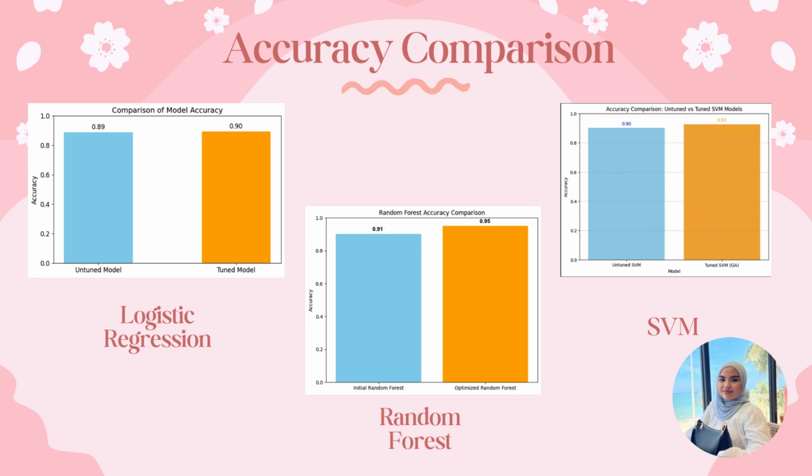So as for the accuracy comparison, out of these three, the biggest jump from before we used the hyperparameter tuning of GA into the classifier is random forest with the difference of 0.04, compared to logistic regression. It jumps from 0.89 to 0.90 with a difference of 0.02, as well as the SVM, which is from 0.90 to 0.93 with a difference of 0.03, and the random forest with the highest jump from 0.91 to 0.95 of the accuracy.